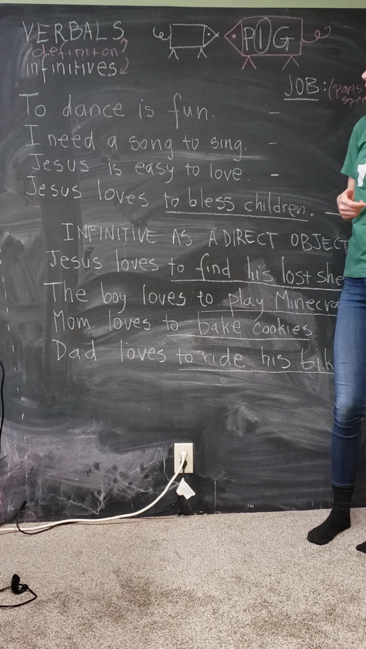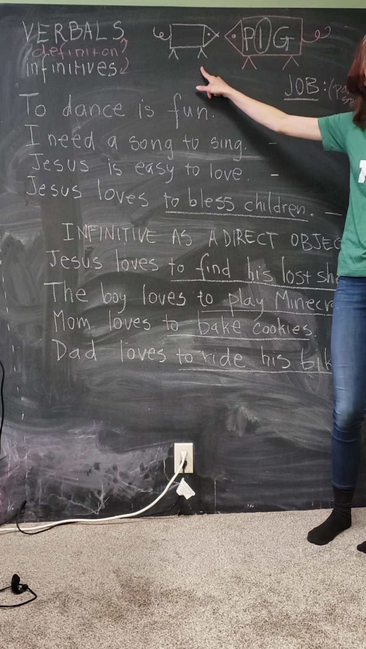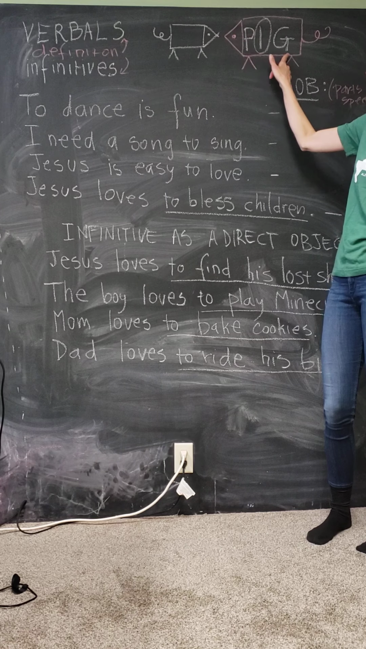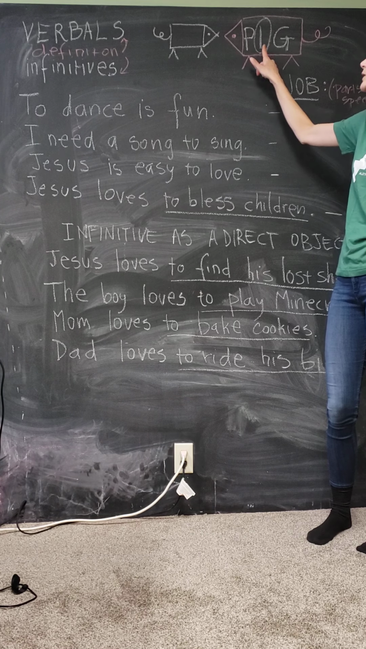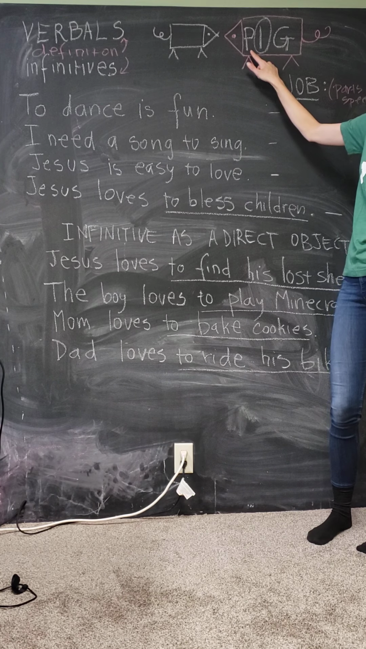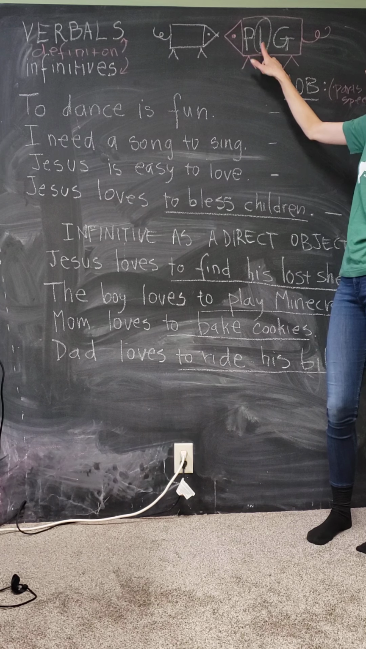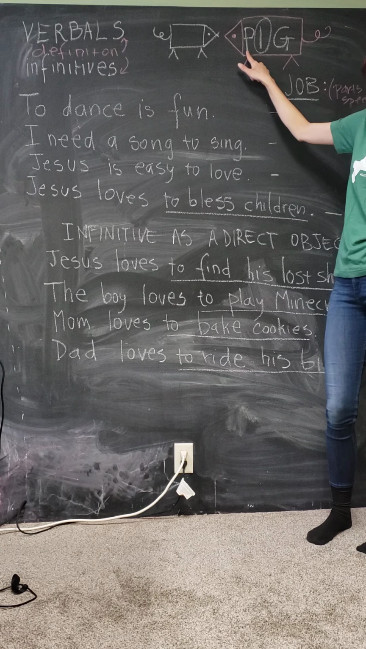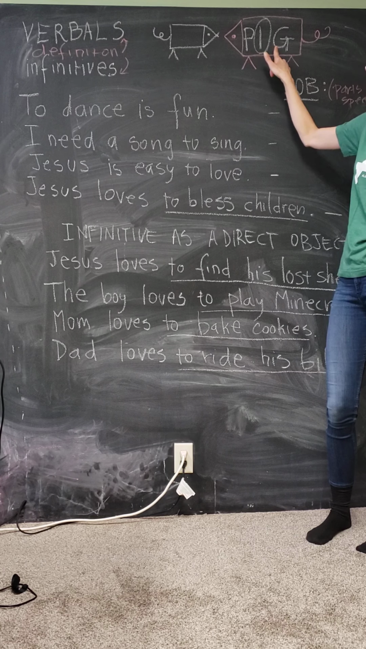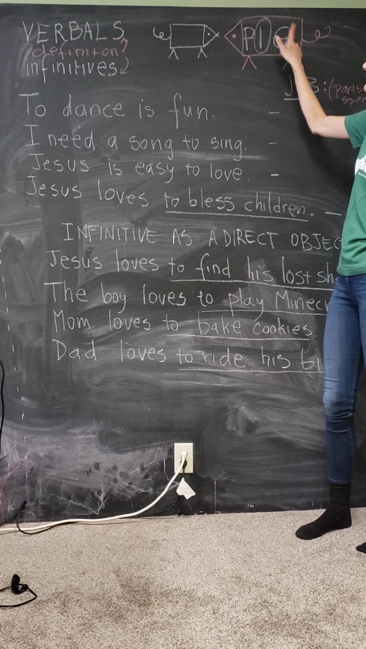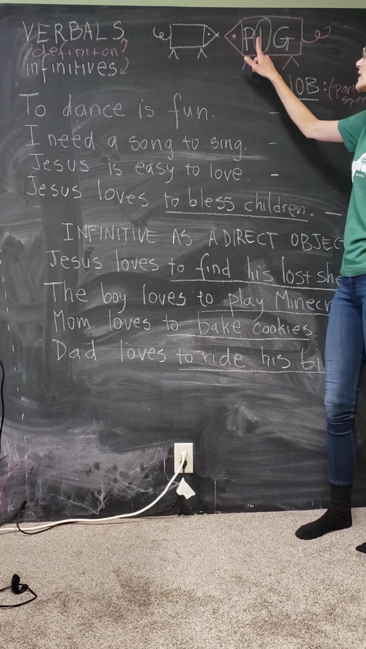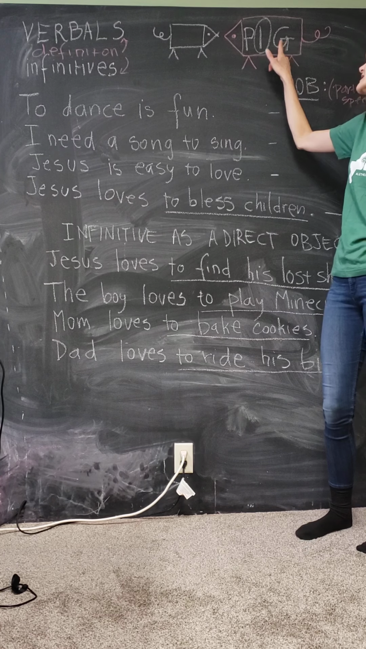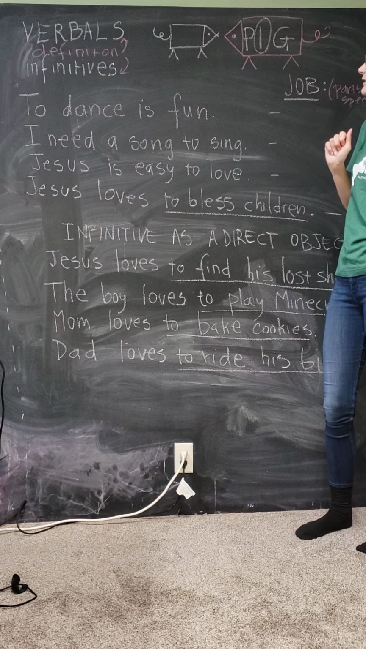There are 3 types of verbals, and the way I remember it is PIG. Each letter of PIG stands for a word that is one of the verbals: participle, infinitive, and gerund. Now they all spell together a PIG. So we're going to talk about participles and gerunds later. Today we're going to talk about infinitives.